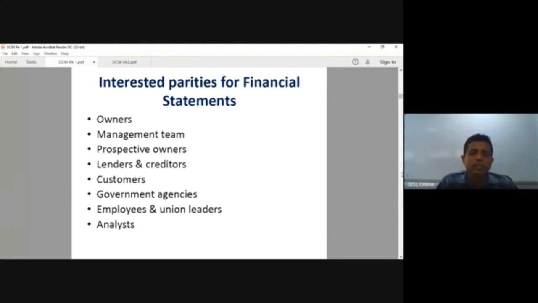Then employees and union leaders. Why do they worry about the financial statement? Employees want job security. If an entity is making losses, its employees won't be happy, because their job security is in doubt. So, to better understand their job security, employees also worry about the financial statement. The union leaders want to get higher salary increments and higher benefits. That's why they are also worried about the financial results.